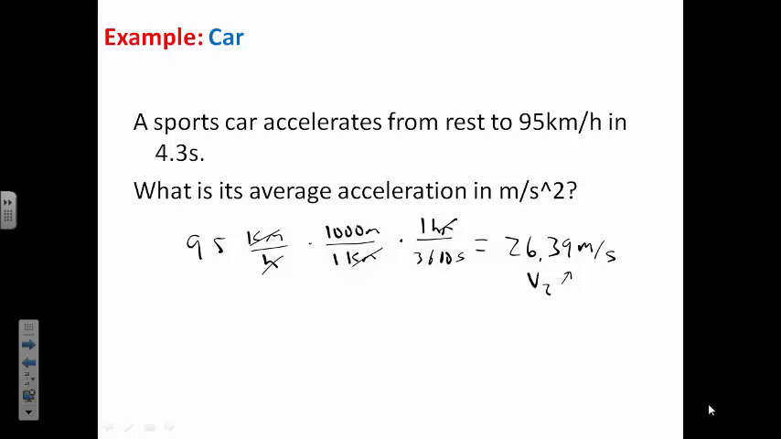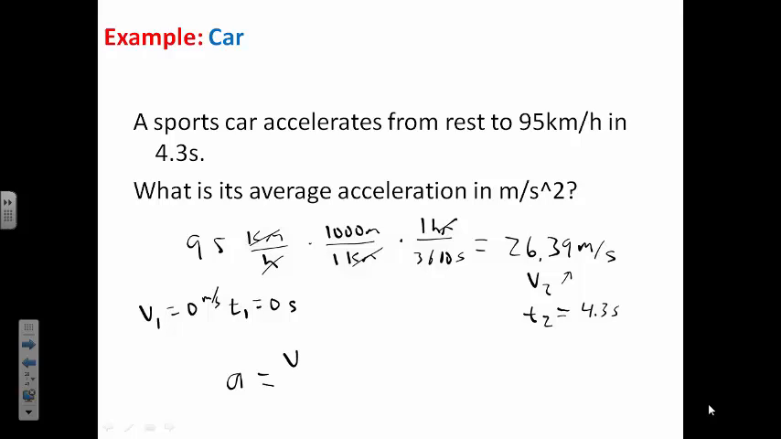We know that T2 is going to be 4.3 seconds. We know that V1 equals 0 and T1 equals 0, because the sports car accelerates from rest. Rest means V1 equals 0 meters per second, and we'll assume that we're starting our stopwatch at T1 equals 0 seconds. So what kind of acceleration do we need to have this happen?